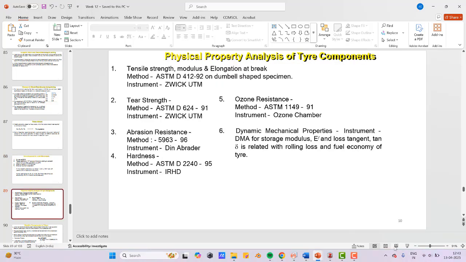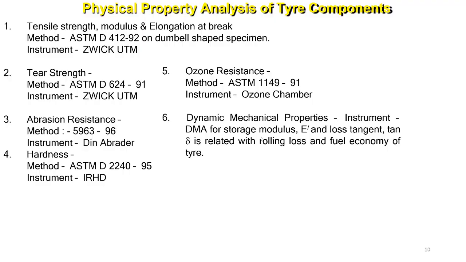So then physical analysis can be done. As I already told you, there are different ASTM standards and instruments which have to be used for the analysis of a tire compound. Tensile strength, modulus, and elongation rate can be determined using the UTM technique. Then tear strength can again be checked with the UTM. Then abrasion with the Denabrator, hardness with the IRHD, ozone resistance with the ozone chamber, then DMA with the DMA instrument.